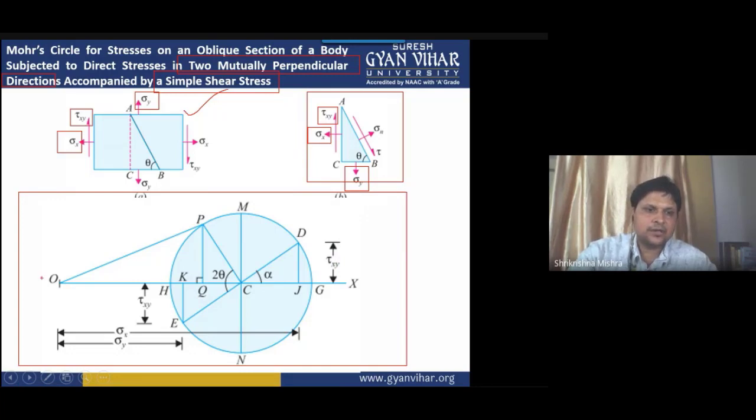How we will draw? Again, in the same way, we will take up origin point O, and from that point in the horizontal direction, we will take the value equal to sigma x and mark the point J. Then after, again we will take a value equal to sigma y. We will mark a point from this point O to this K. This OK will be equal to sigma y.